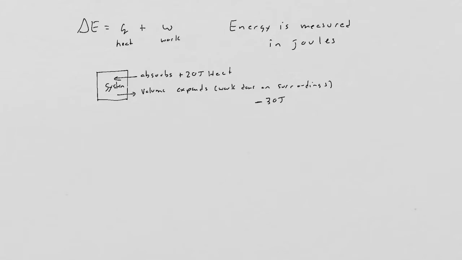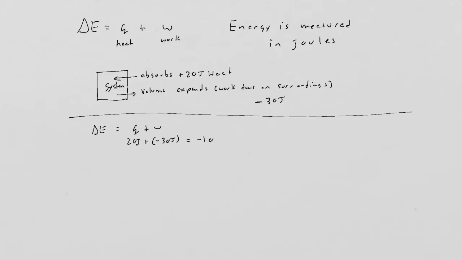So in this particular case, when we figure out what delta E is equal to, Q plus W equals 20 joules plus negative 30 joules, which means overall the value for delta E is negative 10 joules, which means overall this process is exothermic.